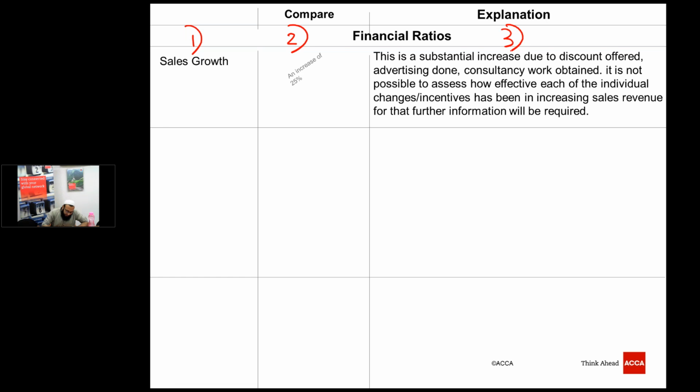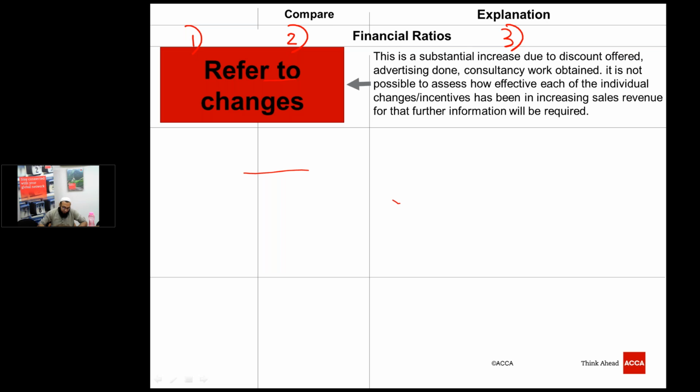Guys, the percentage increase was 25%. Okay, so what are the reasons for that? The reasons are quite simple, and those refer to the changes. What changes? There were 3 major changes.